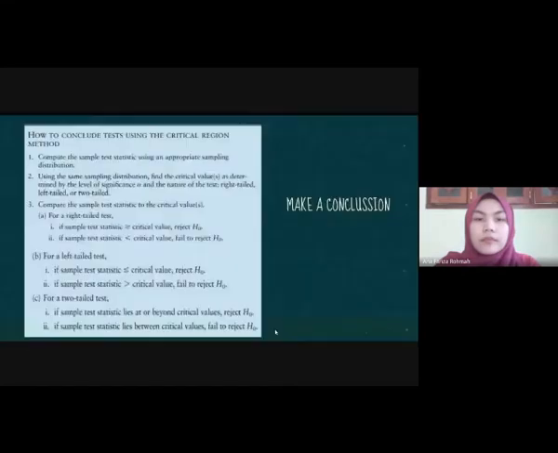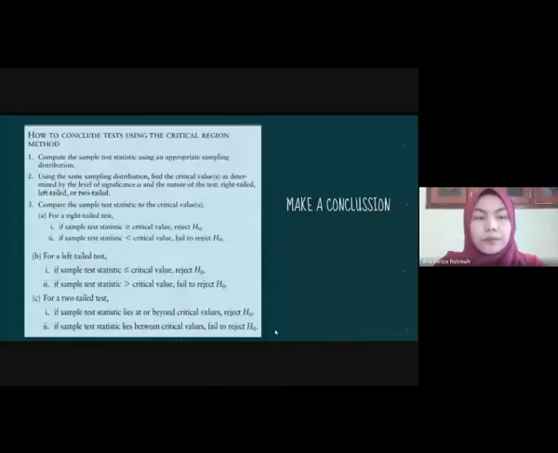Okay. Next is make a conclusion. How to conclude a test using the critical value method. The first, compute the sample test statistic using an appropriate sampling distribution. Two, using the same sampling distribution, find the critical value as determined by the level of significance alpha and the nature of the test: right tail, left tail, or two tail. And the third is compare the sample test statistic to the critical value.